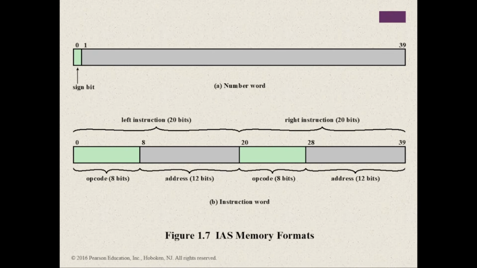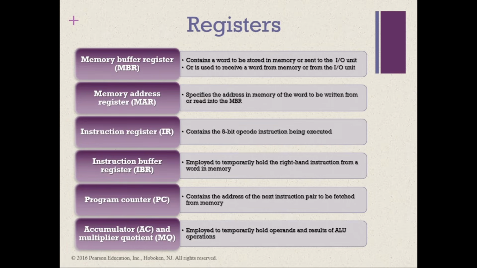Next we're going to deal with registers. The control unit operates the IAS by fetching instructions from memory and executing them one at a time. We explain these operations with reference to figure 1.6. This figure reveals that both the control unit and the ALU contain storage locations called registers, defined as follows. So these are the types of registers.